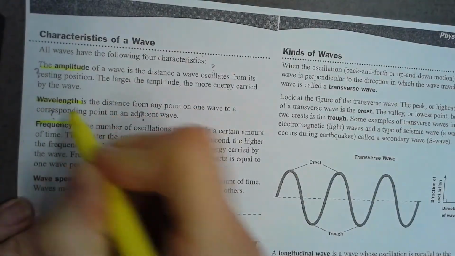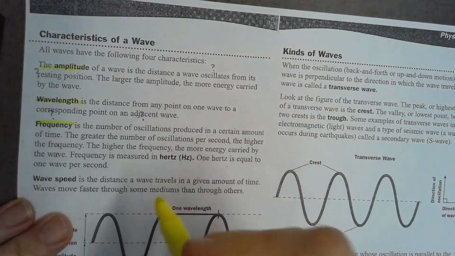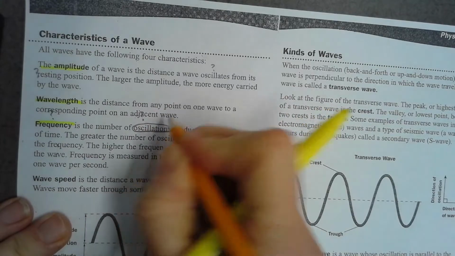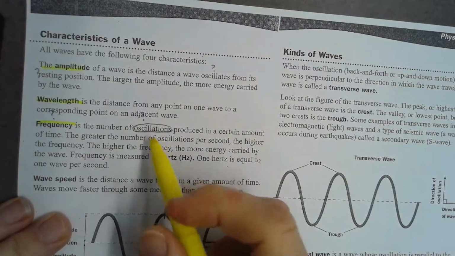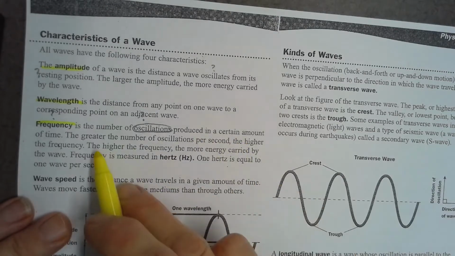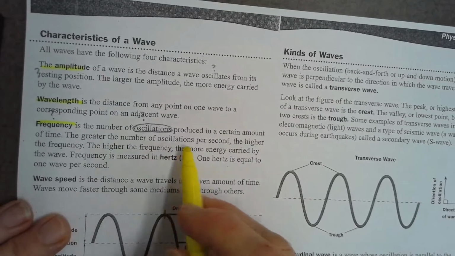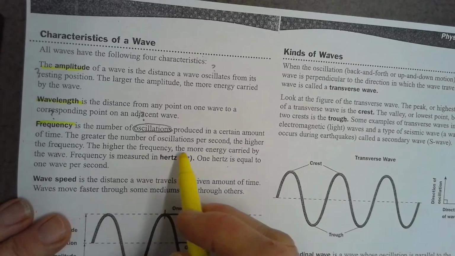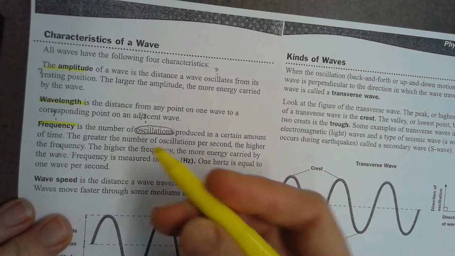Frequency. Frequency is the number of oscillations. So here's that word again. So I need to figure out what oscillations mean. Frequency is the number of oscillations produced in a certain amount of time. The greater the number of oscillations per second, the higher the frequency. The higher the frequency, the more energy carried by the wave.